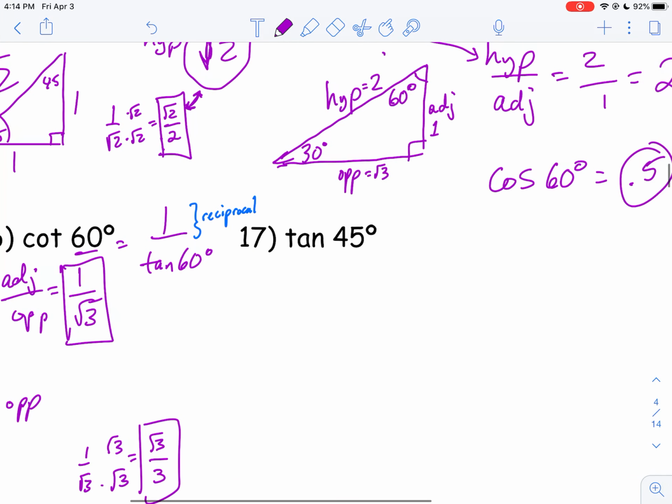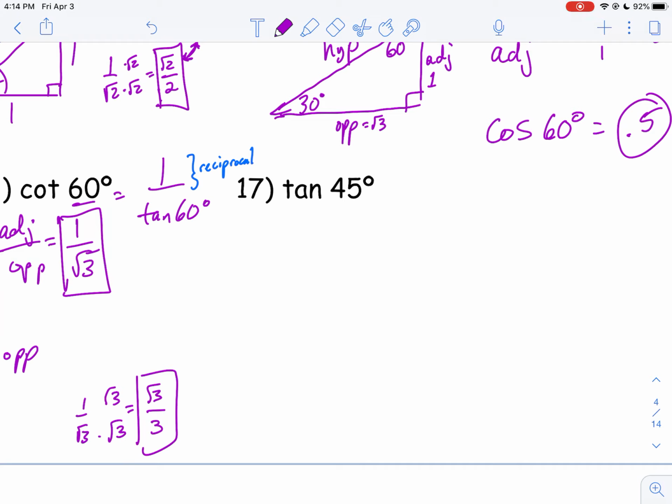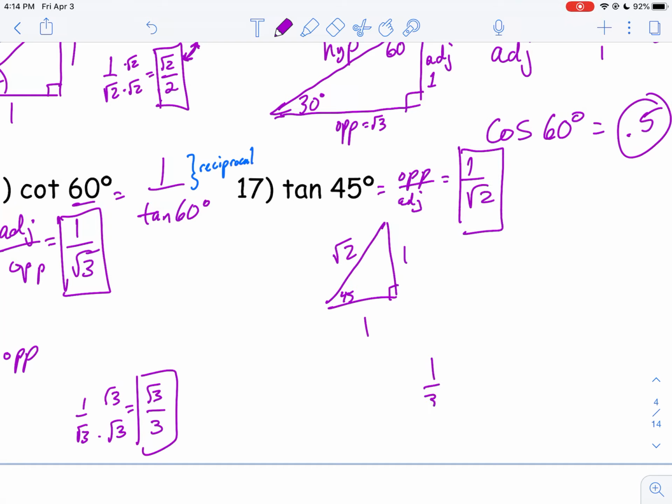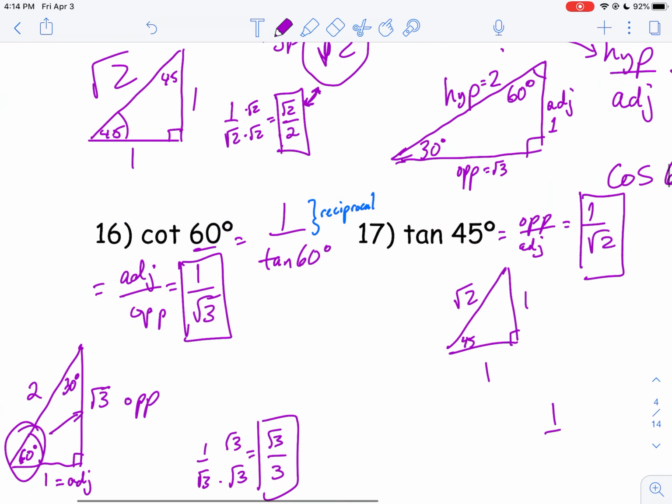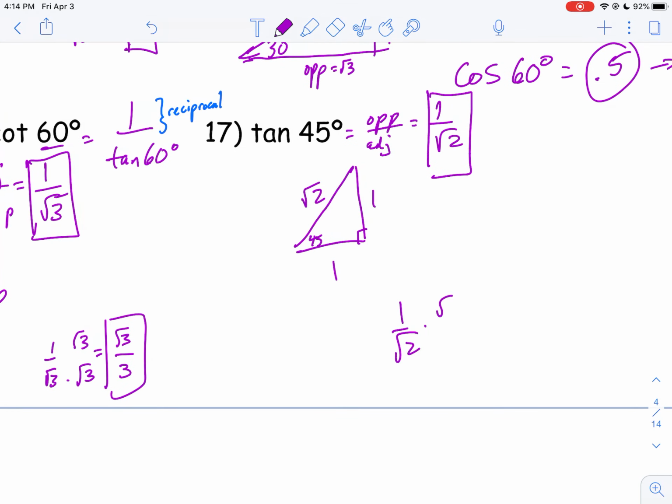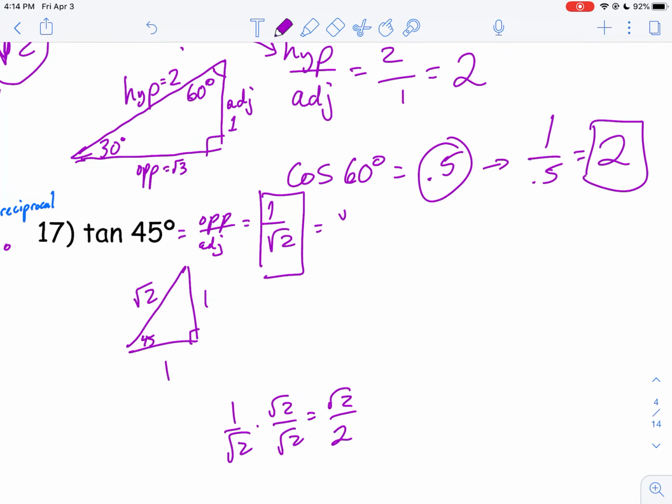And the last one, tangent of 45. You're probably set to pause the video and try this one on your own. Again, you're going to want to draw a triangle. 45, 45, 90. Easy as 1, 1, square root of 2. Tangent is opposite over adjacent. So that gives us 1 over the square root of 2. I'm fine with that. Again, if you want to rationalize, you can. That's going to give you the square root of 2 over 2. Either one of those would be fine.